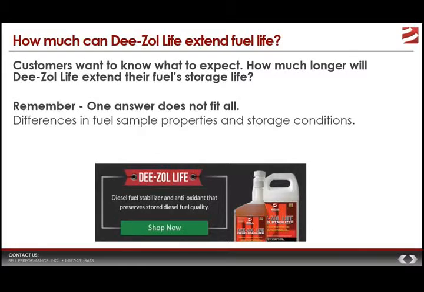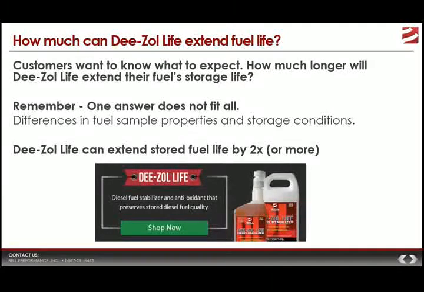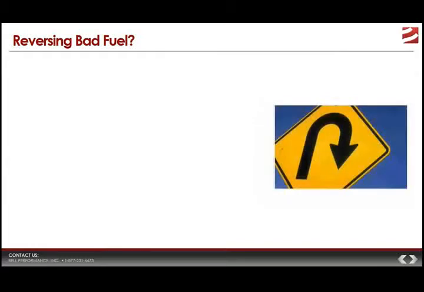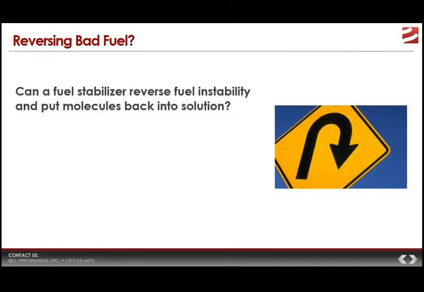So the stock answer that we give is that for most fuels, Dee-Zol Life will extend the storage fuel life by at least twice. So if you were expecting to get 1.5 years out of it, then all other things being equal, you should be able to get 3 years if you extend it or if you treat it with Dee-Zol Life.